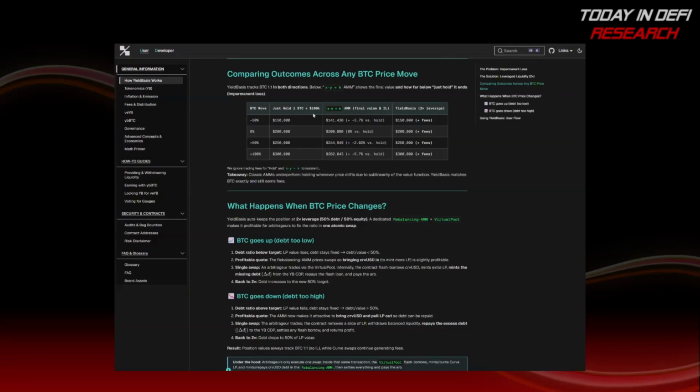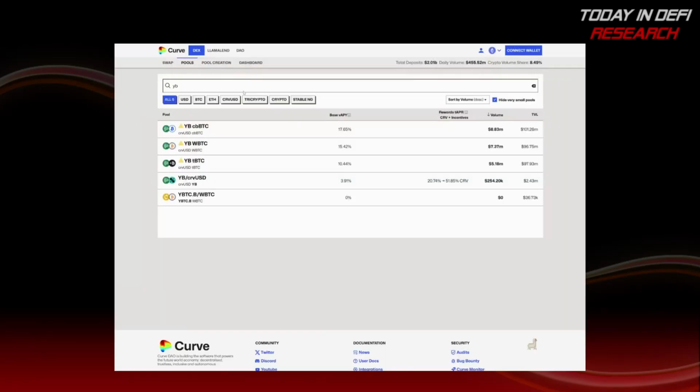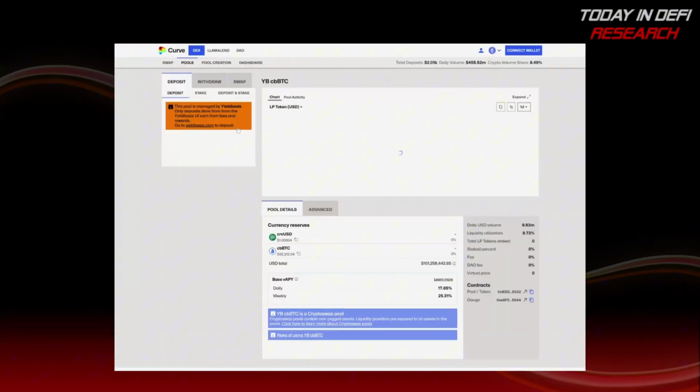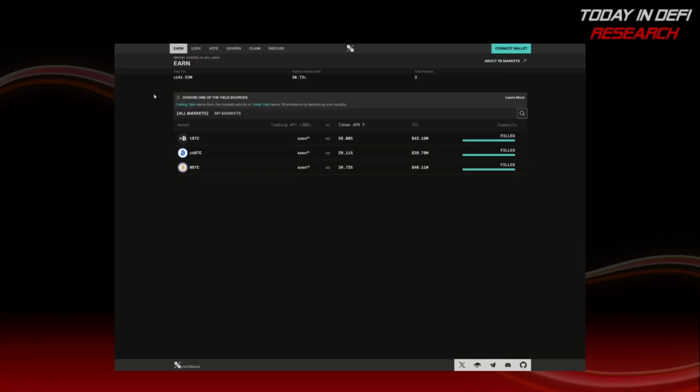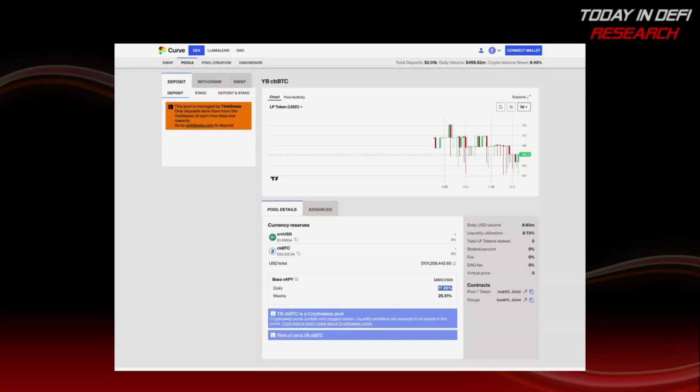So your LP position will always perform very similar to just holding 1 BTC at 100K. And what's even better is that even though the value performs like holding 1 BTC at 100K, because you're essentially providing liquidity into this Curve pool, you are still earning this LP APY. And because you are funded with 2 times leverage, for example, you can see the crvUSD, cbBTC pool here. The daily APY is only 17%. However, if you go to the YieldBasis website, you can see it's actually 29% because you're at 2 times leverage.